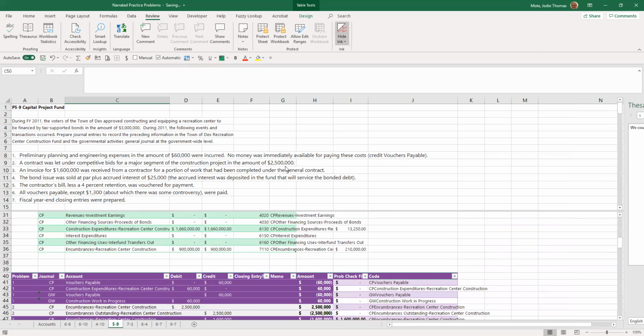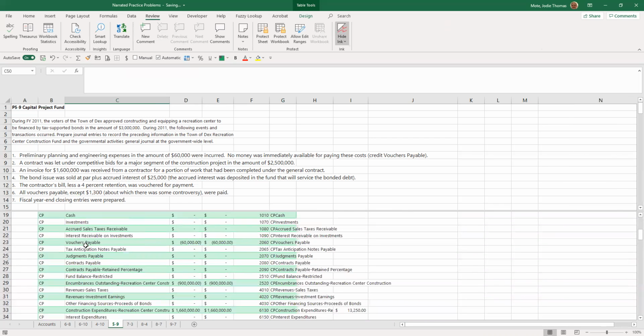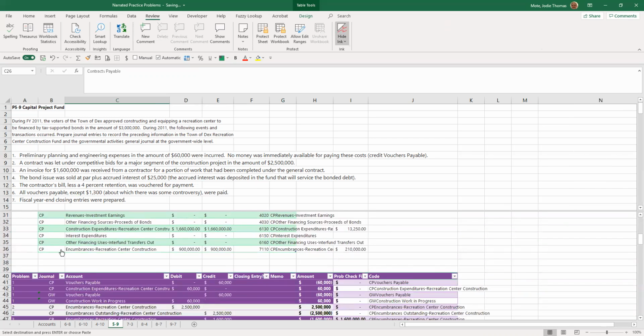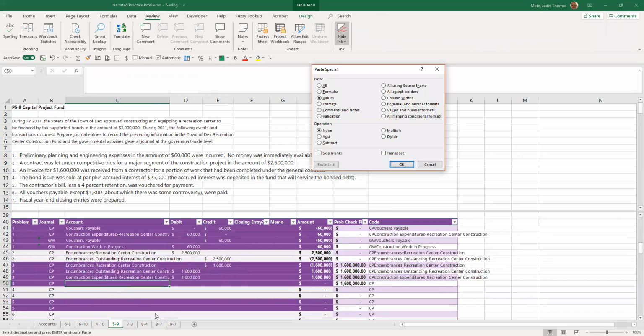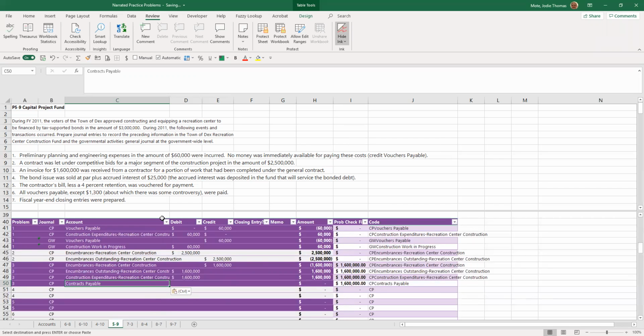Let's see. What did I do there? Sorry. Contracts payable. There we go. And you see this contracts payable, let's see. Oh yeah, we'll cover that in just a minute, actually. So I'm just going to tell you about the retained percentage. So we have full contracts payable of $1.6 million. That's how much we're owed on that transaction for number three.